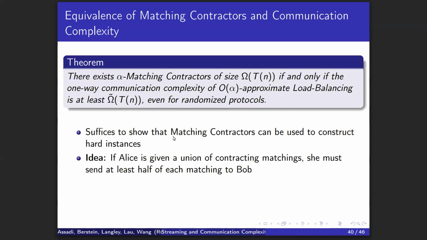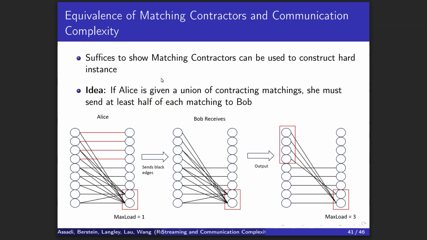Now, to show that alpha matching contractors imply communication complexity lower bounds, we just need to use matching contractors to construct hard instances to the load balancing problem in the communication complexity setting. The idea, again, is very simple. Suppose that the graph that Alice obtains is a matching contractor. This means that Alice has to send a lot of information to Bob. In particular, for every single matching in this graph, Alice has to send a large fraction of these matching edges in order to preserve the approximation factor.